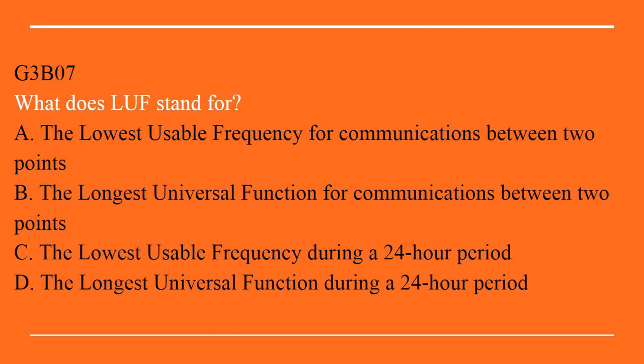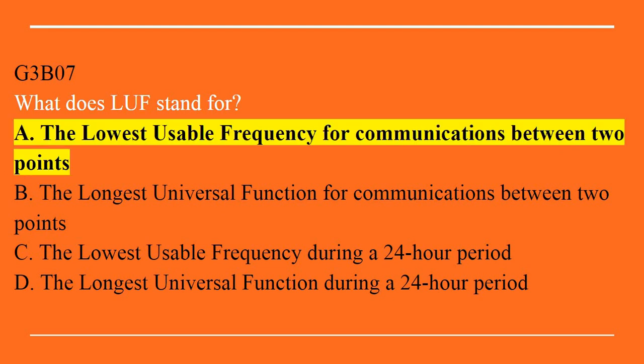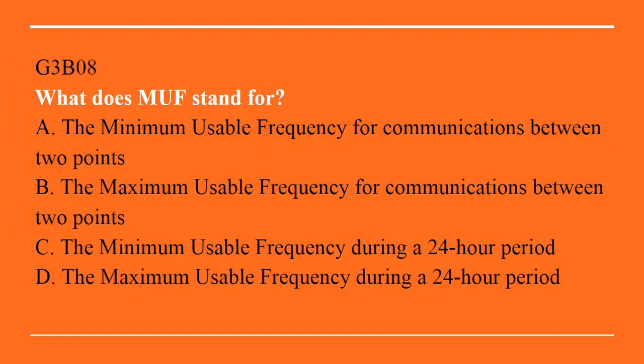G3B07. What does LUF stand for? A. The lowest usable frequency for communications between 2 points. B. The longest universal function for communications between 2 points. C. The lowest usable frequency during a 24-hour period. Or D. The longest universal function during a 24-hour period. The answer is A. The lowest usable frequency for communications between 2 points.